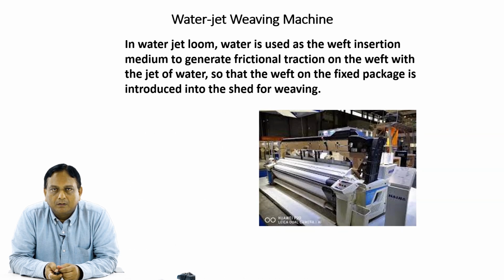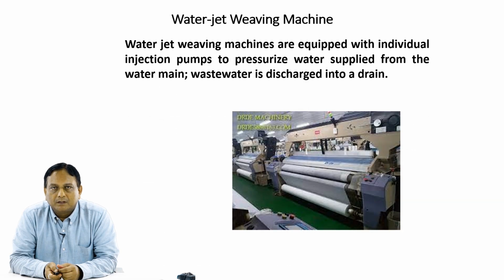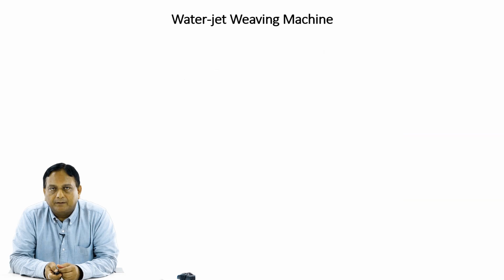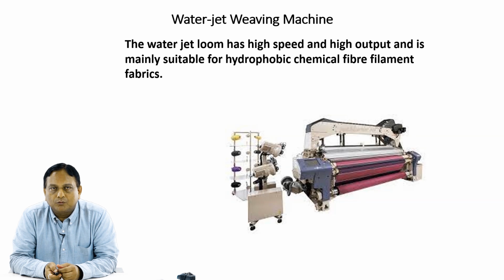This is one of the figures of the water jet. Water is used as a weft insertion medium to generate frictional traction on the weft with the jet of water, so that the weft from the fixed package is introduced into the shed of weaving. The water jet weaving machine is equipped with individual injection pumps to pressurize water supplied from the water main, and waste water is discharged into a drain. So this is one of the basic structures of water jet weaving. It gives high speed and high output, and is mainly suitable for hydrophobic, chemical fiber, filament fabrics or synthetics. The speed is 1500 ppm.